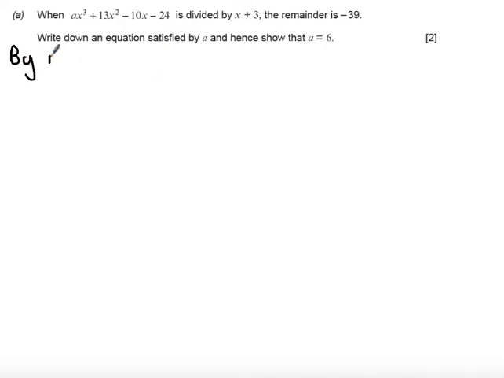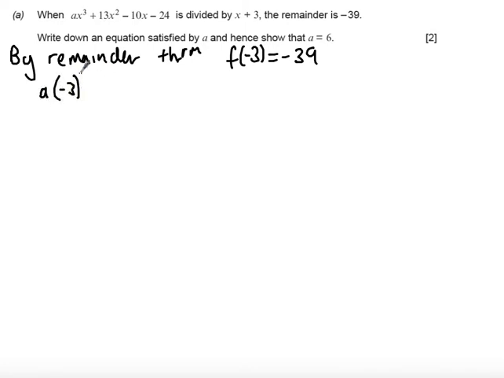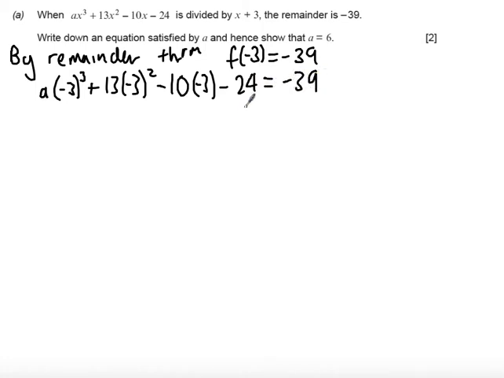So what we're told is that by the remainder theorem, f of negative of this term, so f of minus 3, will be equal to minus 39. So I'm now going to substitute minus 3 into our polynomial. I'll get a times minus 3 cubed plus 13 lots of minus 3 squared minus 10 lots of minus 3 minus 24, and by the remainder theorem I know that this is equal to minus 39.